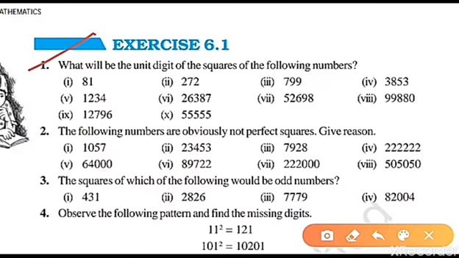Now it is time for the homework. What will be the unit digits in the square of the following numbers? You can do these questions. Explain why the following numbers are obviously not perfect squares. And which of the following squares would be odd numbers? You can also do it, because we have discussed that the square of an odd number will be odd, and the square of an even number will be even.